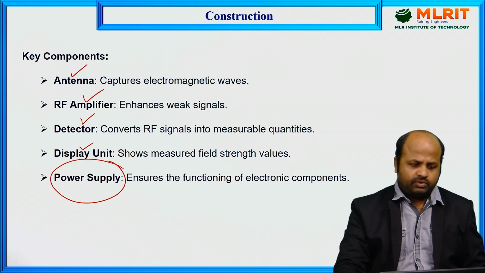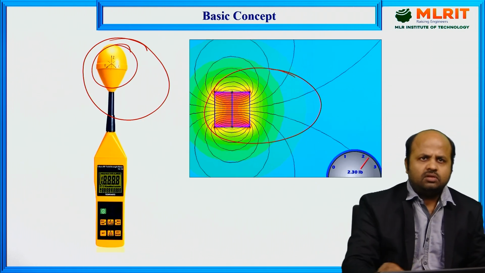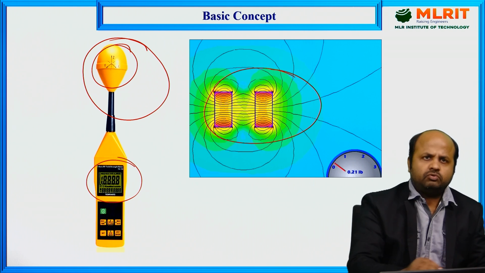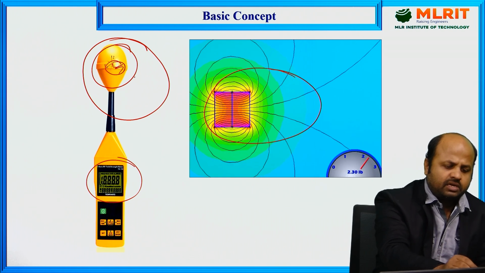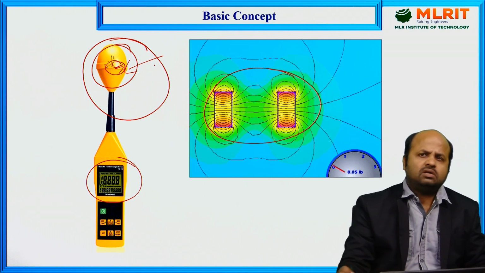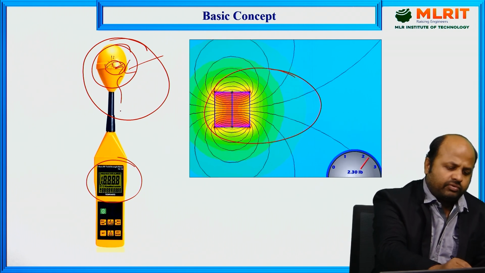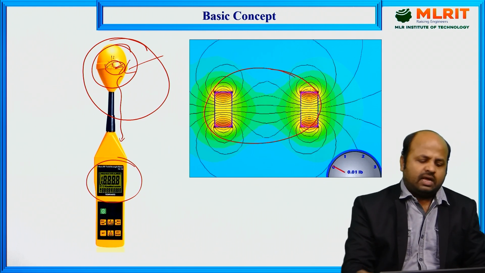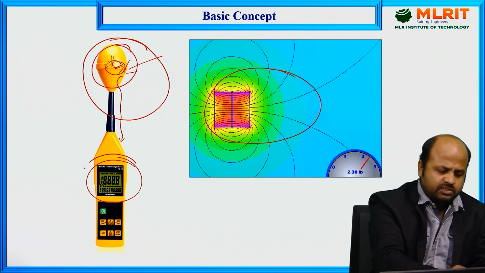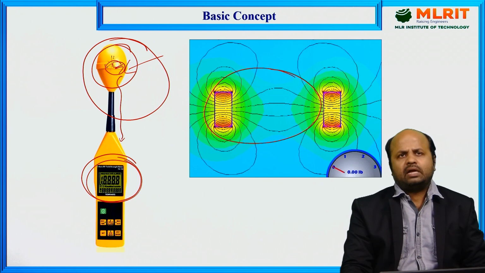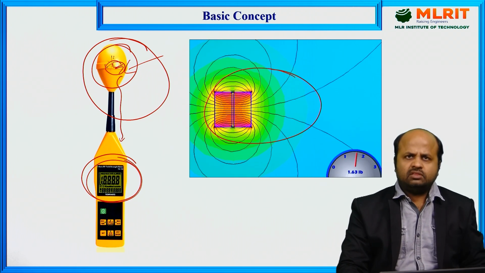Here we can see in the diagram there is one antenna, and here we can see the display unit. So the field strength meter will measure with the help of this antenna. It will try to capture the electromagnetic field. After catching the electromagnetic field, it will pass to the detector, and the detector will convert it into some measurable quantity, and finally it will be displayed on the display panel. So this is the basic concept of a field strength meter.